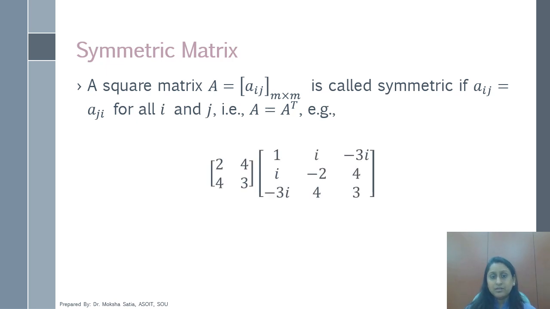For example, 2, 4, 4, 3. If I give a transpose to 2, 4, 4, 3, it will give me 2, 4, 4, 3 only, and that's why it is a symmetric matrix. In the same way, we can have complex entries also: 1, i, minus 3i, i, minus 2, 4, minus 3i, 4, 3. If we give a transpose to this, it will be the same one.